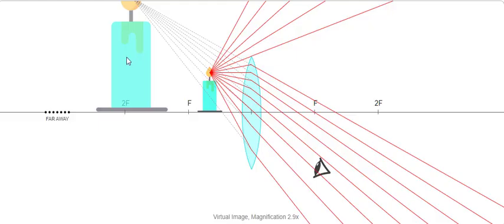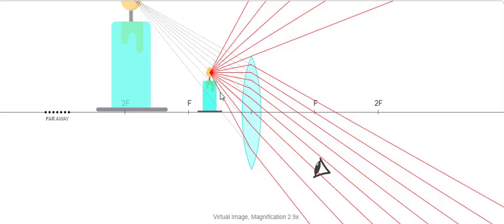The moment we take the object between F and the lens, let's see what happens. So now what happens? The image comes on the same side as the object, and we get a virtual image. A virtual image is on the same side of the object. Magnification 2.9x. That means it is larger than the object. This is how images are formed in a convex lens. In the next video, we will deal with all these cases one by one and see once again how to draw the ray diagram, and second, what are the real life applications of all these cases.